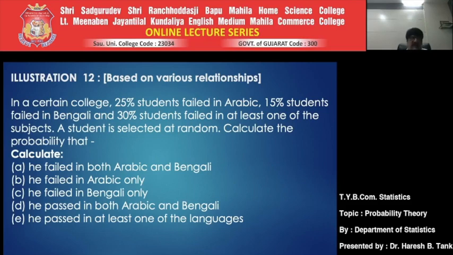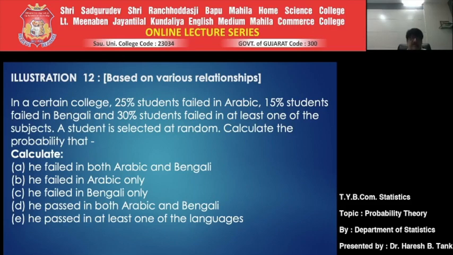Since the connector is "and", in a set-theoretic approach it would be intersection. So the probability of A intersection B is needed. Second, he failed in Arabic only. That means he failed in Arabic but passed in Bengali. Our intention is to get the probability of A intersection B complement.